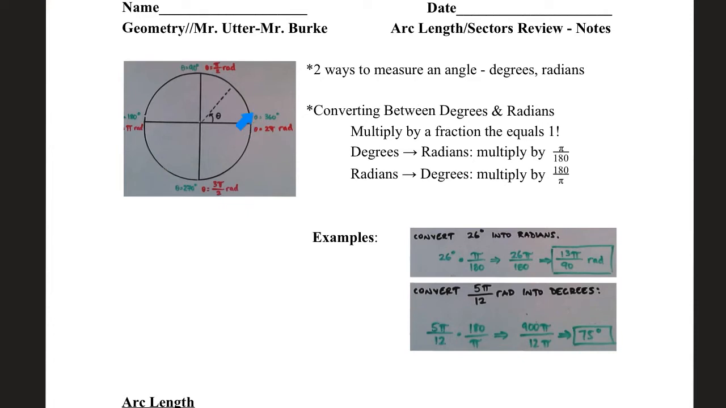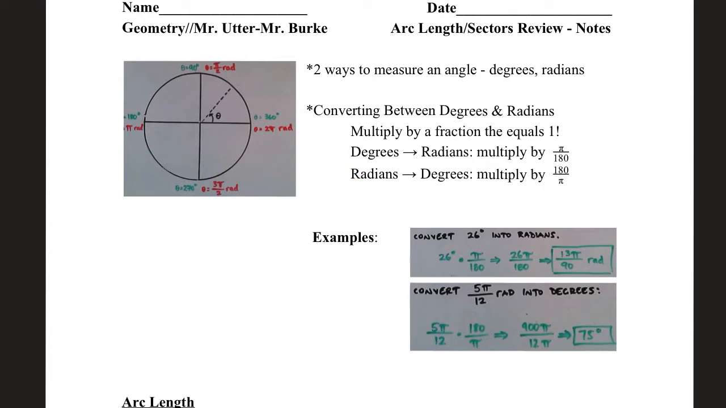Well, there are pi radians in a half a circle, so that means there is 2 pi radians in an entire circle. And pi over 2 for 90, 3 pi over 2 for 3/4 of a circle. We need to be very good at going between both of these ways of measuring.